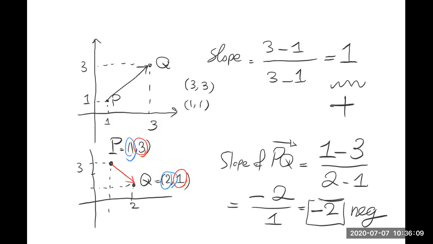So you see, if the vector goes upward, the slope is going to be a positive number. If it goes downward, it's going to be a negative number. If it's horizontal, say the point P is 1 and 1, and the point Q is, say, 3 and 1.